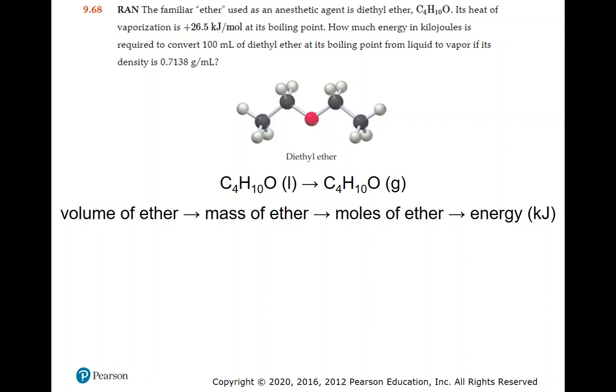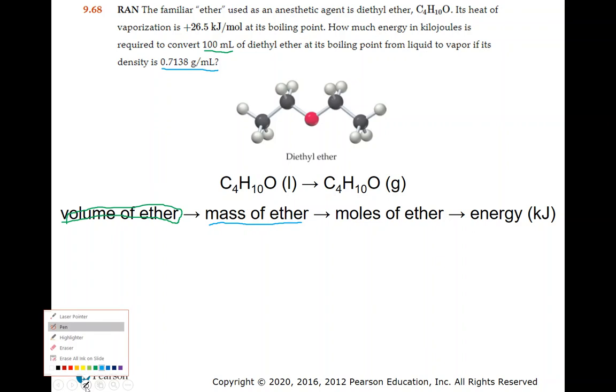So we're going to start with the given volume, which is 100 milliliters. I'll go ahead and highlight where all this is coming from. 100 milliliters is the volume of ether that we're starting with. And we're going to convert that into mass. For that, we're going to need the density, which they provided for us. Volume to mass requires density. You can also use density to go in the other direction, but here we're interested in going from volume to mass. From the mass, we can then figure out how many moles of ether we have.